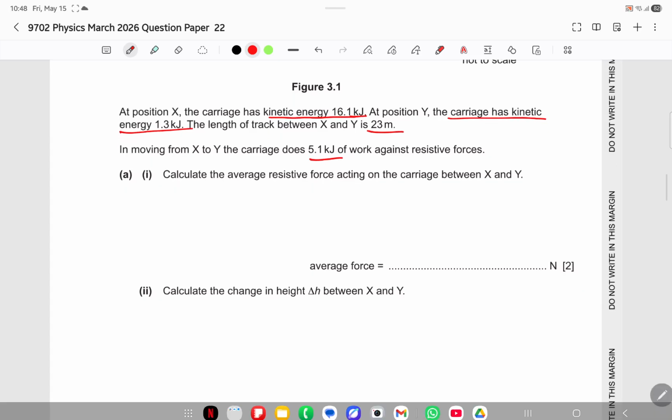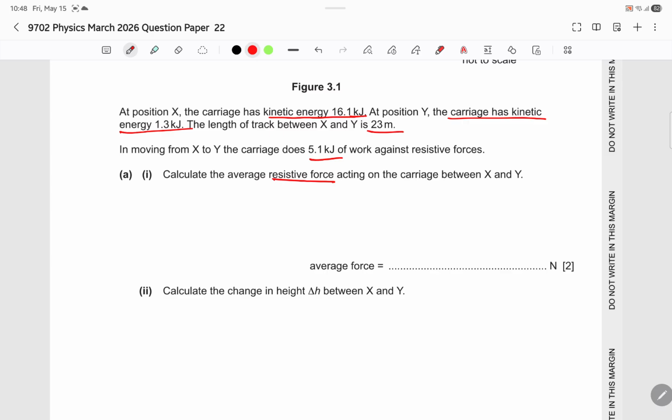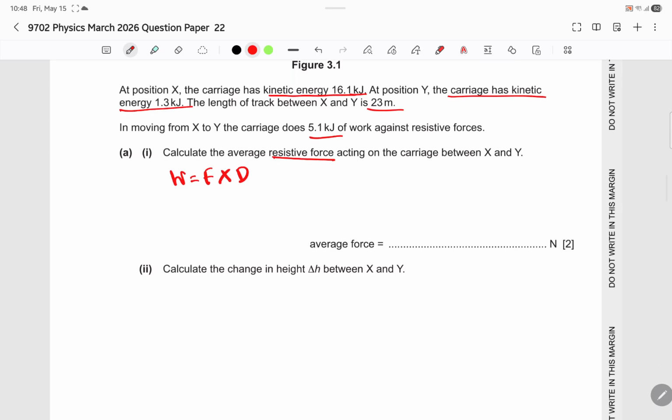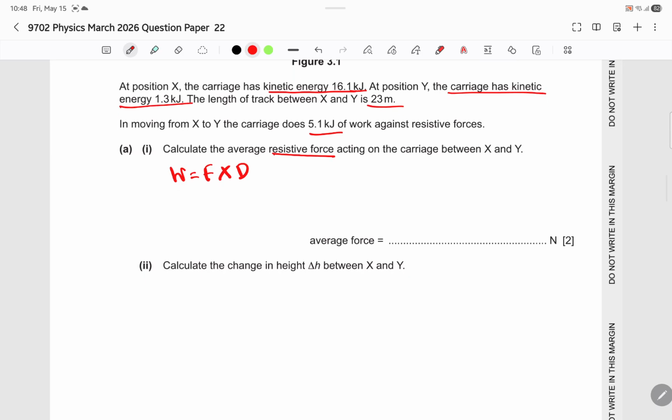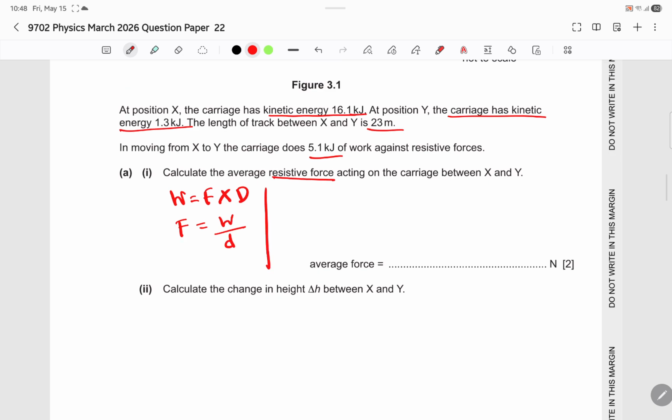So energy is given. Whenever you see the word resistive forces, just use this formula. Work done is force times perpendicular distance in the direction of the force. If we rearrange that, we get force equals work done divided by distance. The work done given is 5.1 times 10 to the power 3. Since it's kilojoules, convert to joules, and the distance given is 23, which gives 221.73. Round it off to 2 SF, 220.